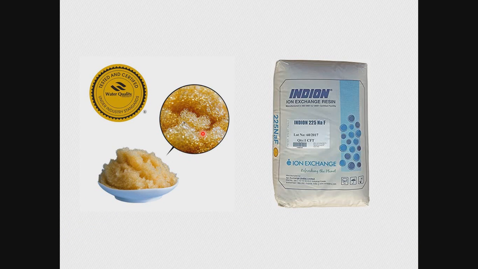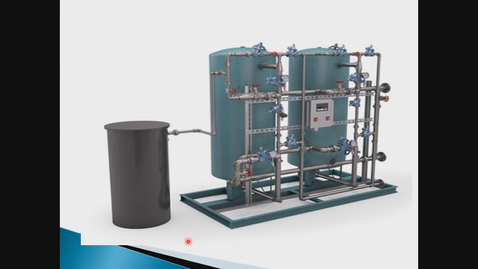This photograph I have taken from the internet, and I am acknowledging the person to whom this photograph belongs. And this is the packet, right? If you open this packet, you will find this kind of resin. So this is the physical appearance of the resin. And again, this photograph I have taken from the internet, so again I am acknowledging the person. So it actually looks like this.